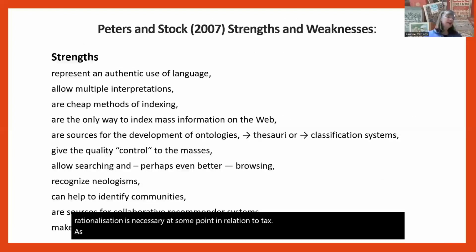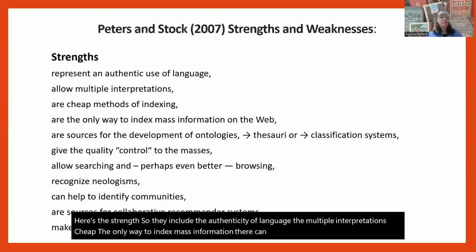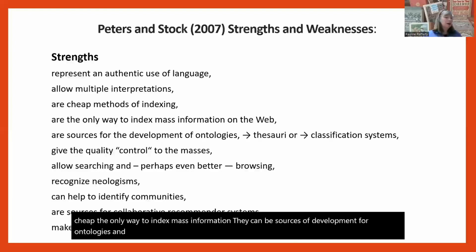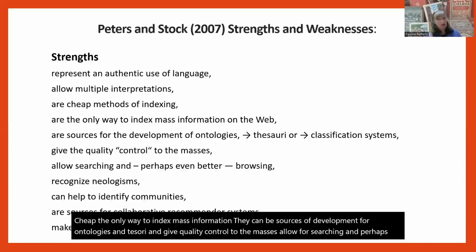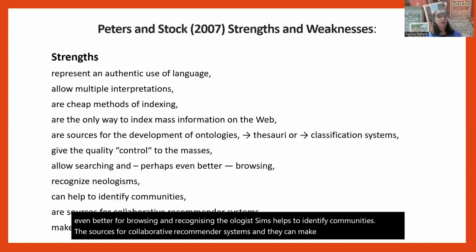As early as 2007, Peters and Stock put together a really nice summary of strengths and weaknesses. Here are the strengths, so they include the authenticity of language, the multiple interpretations, cheap, the only way to index mass information. They can be sources of development for ontologies and thesauri, give quality control to the masses, allow for searching, and perhaps even better, for browsing, recognize neologisms, help to identify communities. They're sources for collaborative recommender systems, and they can make people sensitive to information indexing.